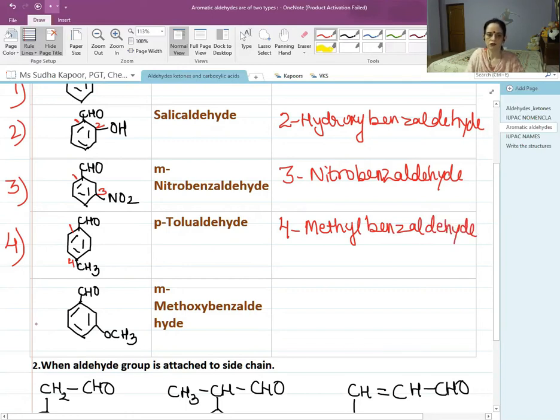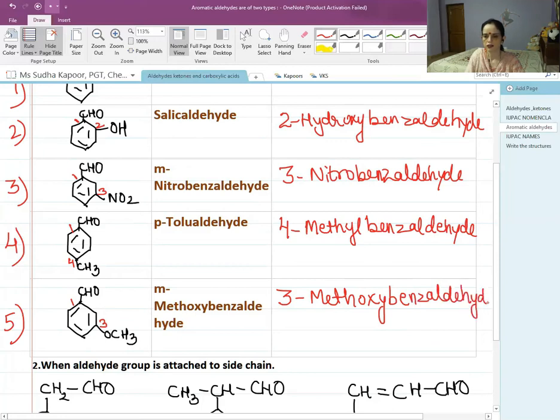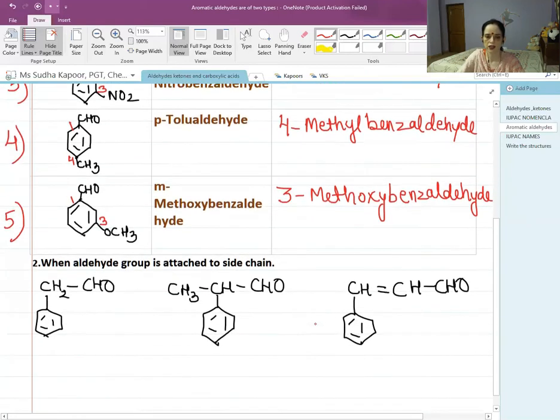Okay, now the fifth one. It is meta-methoxy benzaldehyde. So again, the CHO is going to get the first position and the methoxy is going to get the third position. We are going to call it 3-methoxybenzaldehyde. Very simple naming seems to be a little bit difficult, but following certain rules, we will be able to cover all these things very easily.